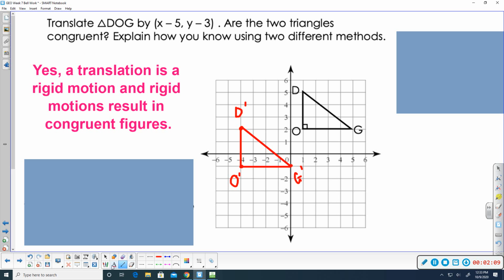Alright, and now we can actually count blocks. In our original figure, segment OG is 1, 2, 3, 4 units. This is our pre-image, it's 4 units in the pre-image. In the image, O prime G prime is 1, 2, 3, 4 units. Back to the pre-image, DO is 1, 2, 3 units. D prime O prime is 3 units. And so, this is 4, this is 3. Using the Pythagorean theorem, we can figure out that this would be 5, and same here, this would be 5.